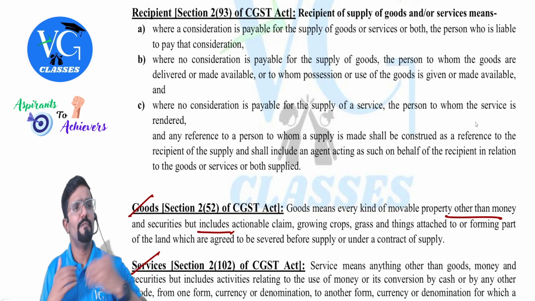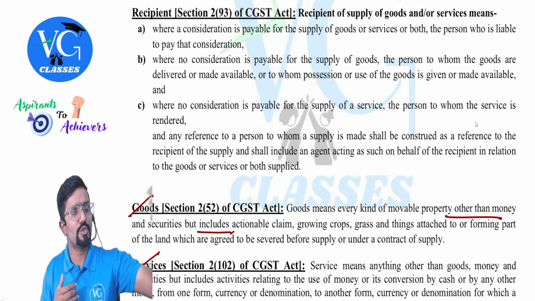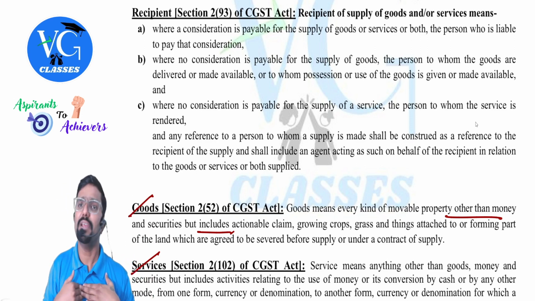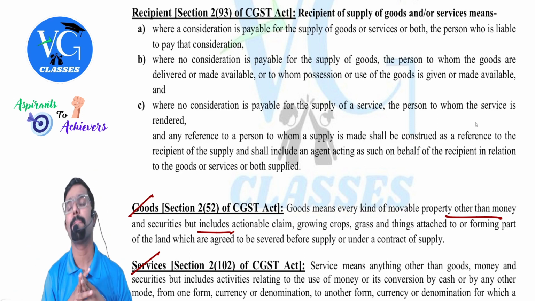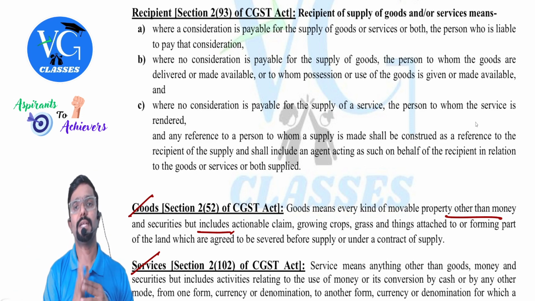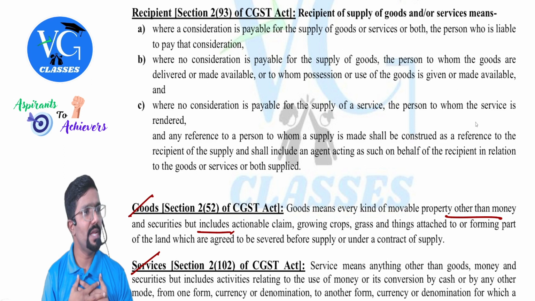And guys, simple. We both are related. You supplied a goods to me without consideration. Is it a supply? Yes, as per para 2 of schedule 1, read with section 7(1)(c), supply. In that case, I didn't pay any consideration, but still, will I be treated as recipient? Yes, because I am the one who is enjoying the possession of goods.